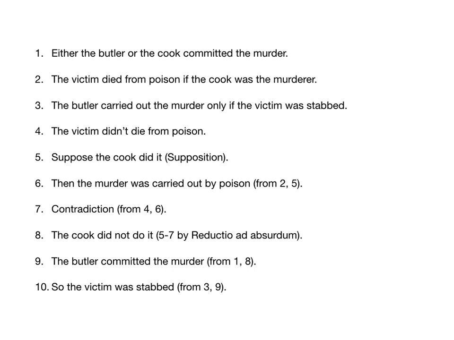One more step, and we have a valid proof here. We just need to add what we're drawing on to reach our conclusion. Well, we're drawing on three and nine, right? Three, if the butler did it, the victim was stabbed. Nine, the butler did it. We know the butler did it because it was him or the cook. We've already established it's not the cook. So the victim was stabbed.